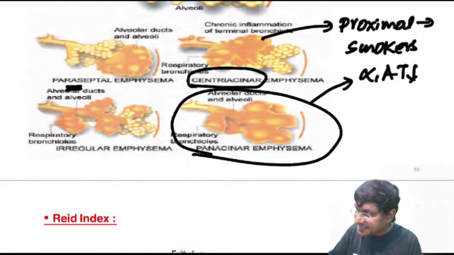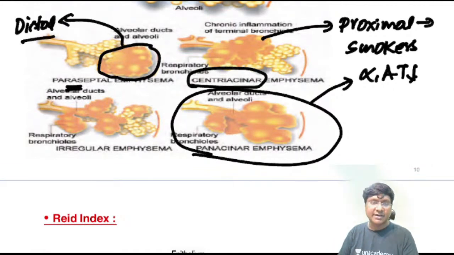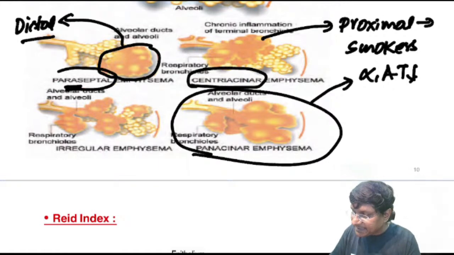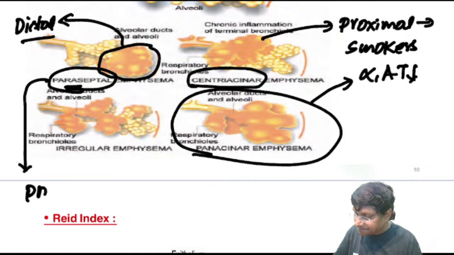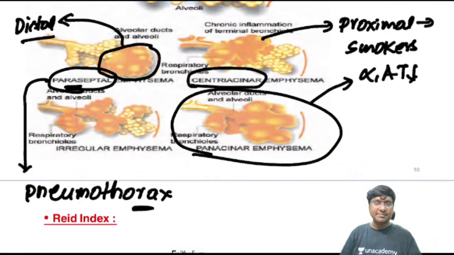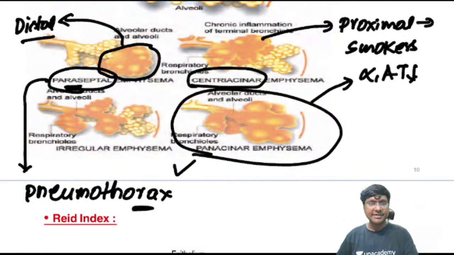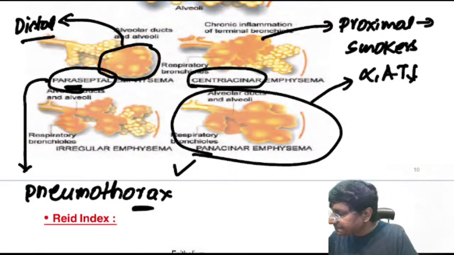Then paraseptal emphysema. Paraseptal emphysema means it is only the distal part of the acinus which is abnormally, irreversibly dilated. And if this paraseptal emphysema is ruptured, the individual will develop pneumothorax. That is what is called paraseptal emphysema. So these are the types of emphysema, and the one which is hereditary and seen in alpha-1 antitrypsin deficiency will be the panacinar emphysema. So that was about the subtypes of emphysema.